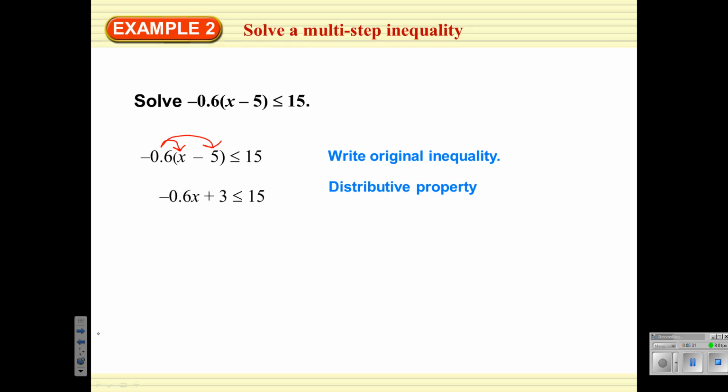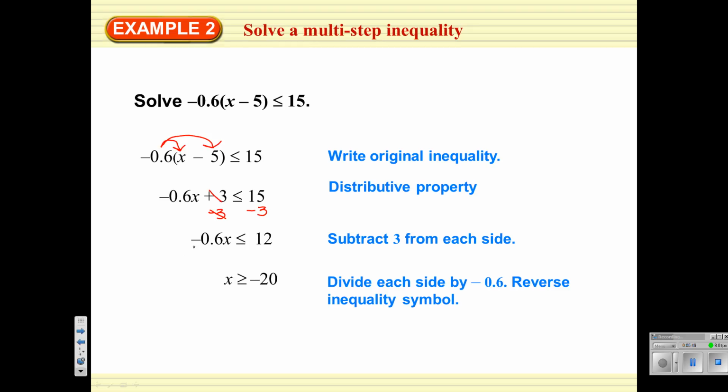Now we have a two-step inequality. Subtract 3 from both sides. Okay, this is subtraction, so do not flip the symbol because this is just subtraction. We're left with negative 0.6x is less than or equal to 12. Now we're going to divide both sides by negative 0.6.